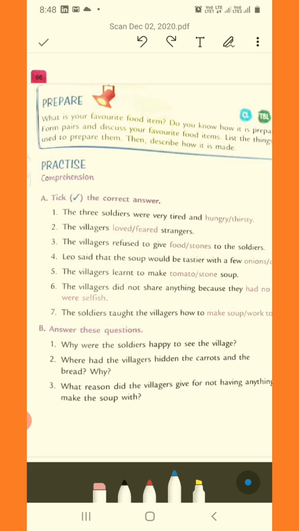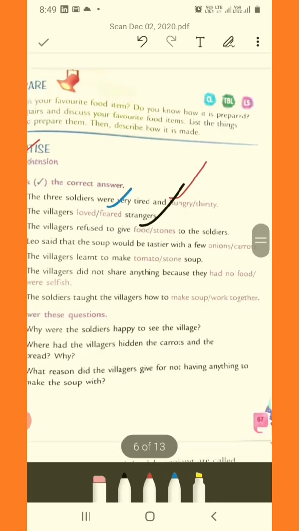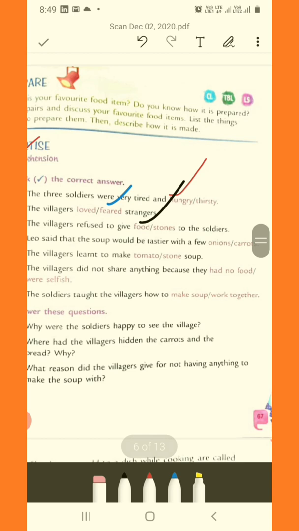Okay, so let's see. Practice. Comprehension based on your understanding. Clear? Take the correct answer. The three soldiers were very tired and hungry or thirsty. Which one? Hungry, right? The villagers loved or feared strangers. They feared strangers, isn't it? The villagers refused to give food or stones to the soldier. They refused to give food. Refused means they did not. Leo said that the soup would be tastier with a few onions or carrots. Which one? Carrots. So do the rest on your own.